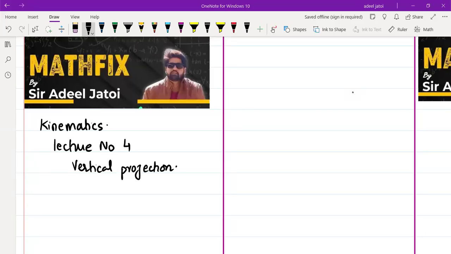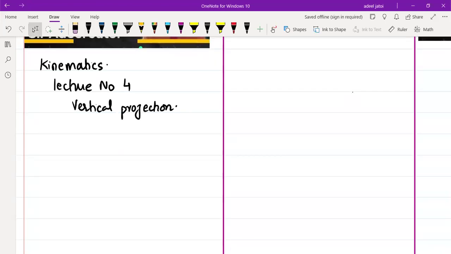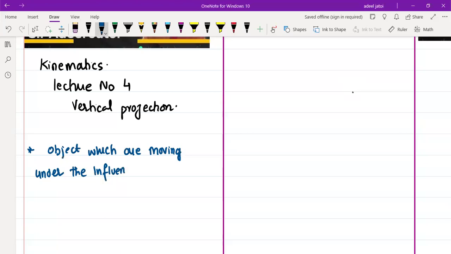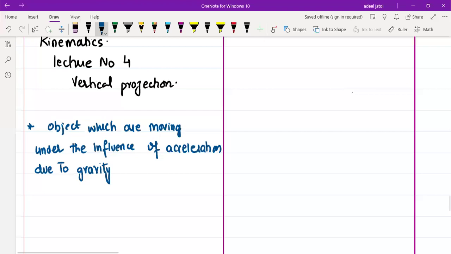So, kinematics lecture number 4, vertical projection. In this, we will be dealing with objects which are moving under the influence of acceleration due to gravity.